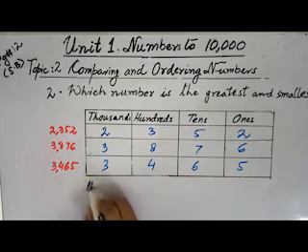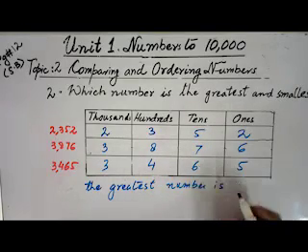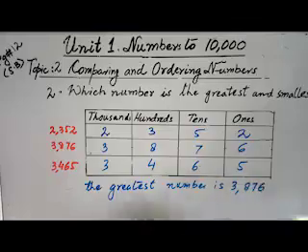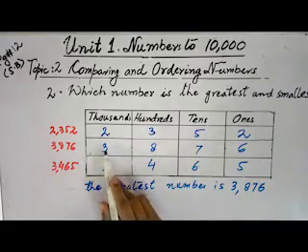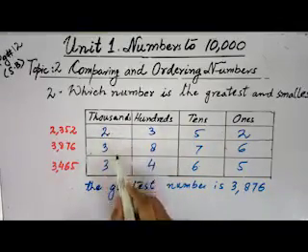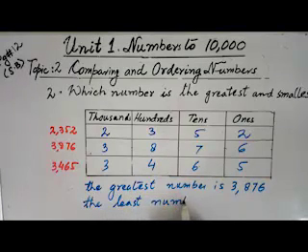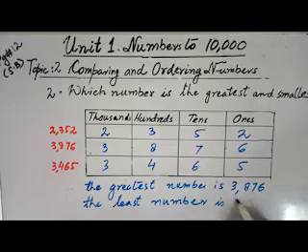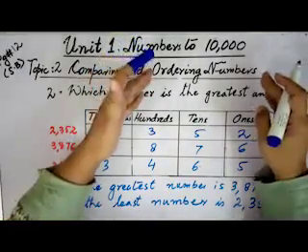So the greatest number is 3,876. So I will write here, the greatest number is 3,876. Now we will go for the smallest number or the least number. Which is the least number? You can see that both these numbers are greater than this number. So this is the least number among these three numbers. So I will write here the smallest or the least number is, either you will say smallest or least, both are same, 2,352.